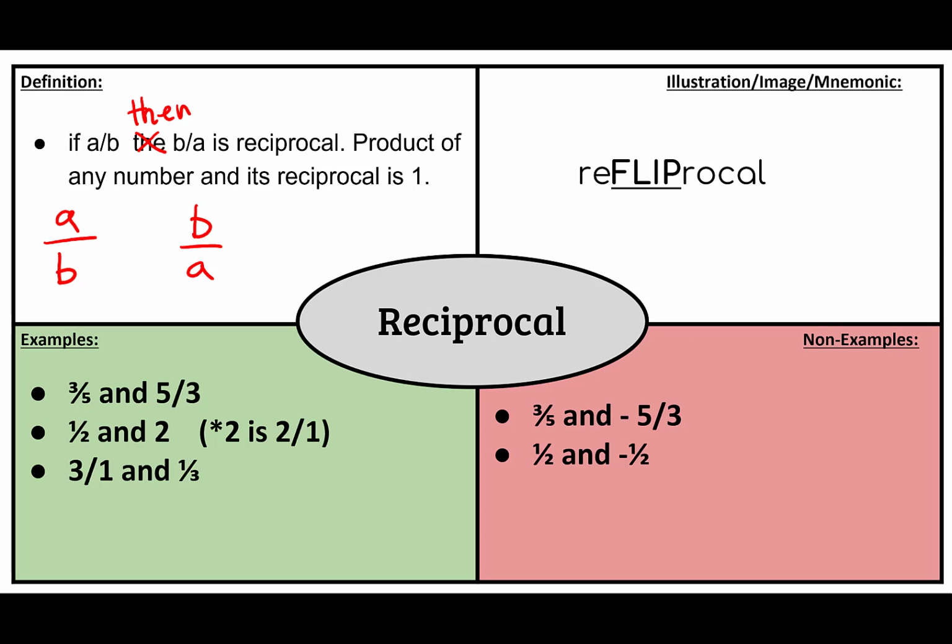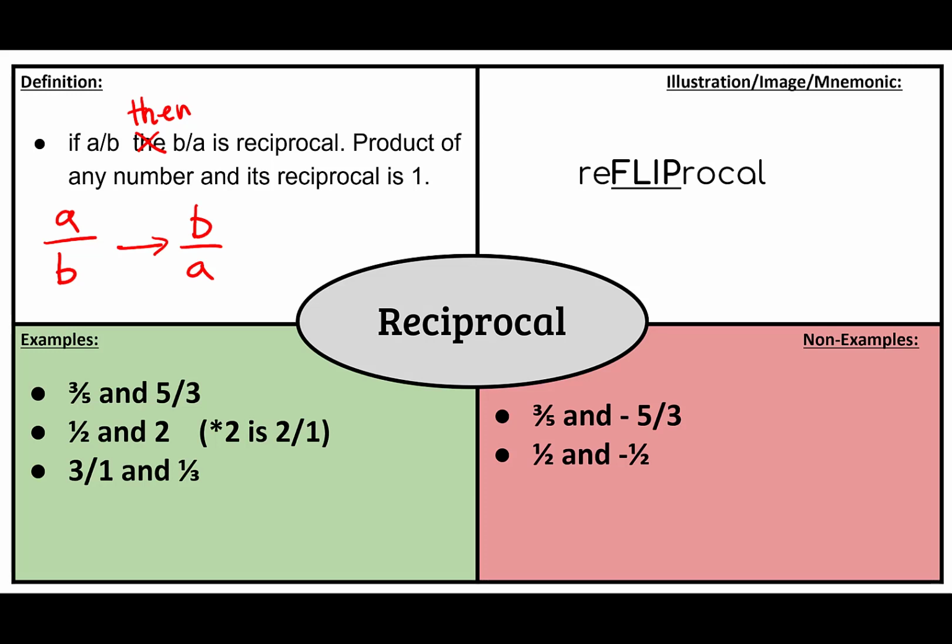But the main thing to consider here is that with a fraction, any fraction, such as A over B, the reciprocal is that fraction flipped upside down. A over B becomes B over A. The fraction is flipped upside down. The B and the A change position.